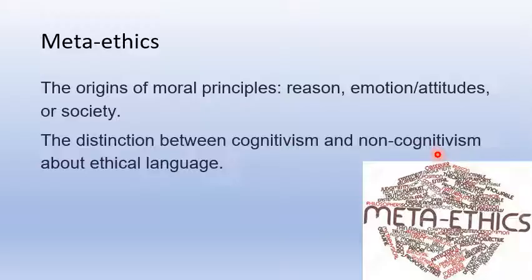I know this is difficult. That's the best way I can explain it in a short revision video, but basically it's a language distinction about whether the language can be true or false or not. That's the simplest way to remember it and understand it, I think. So for cognitivists, one more time, ethical language can be true or false. For non-cognitivists, it can't even be true or false.